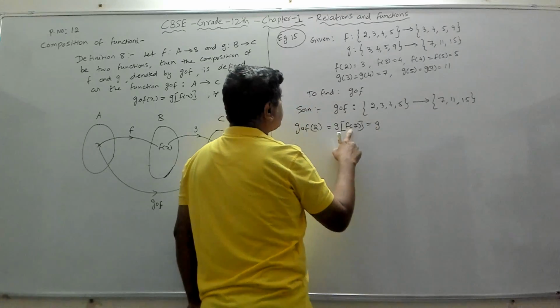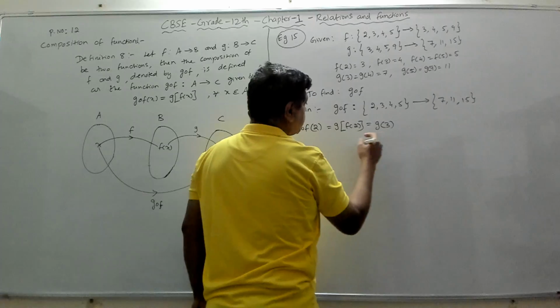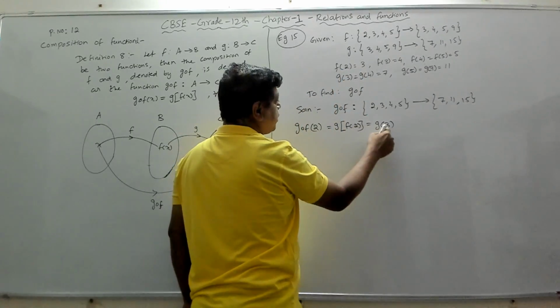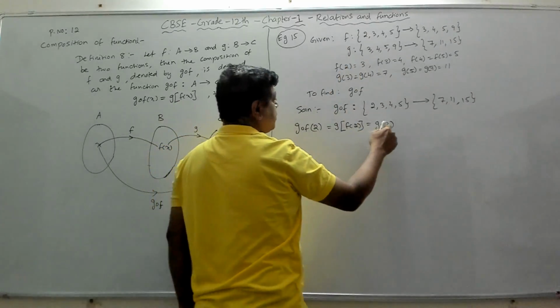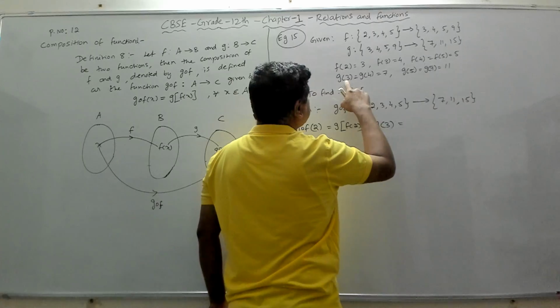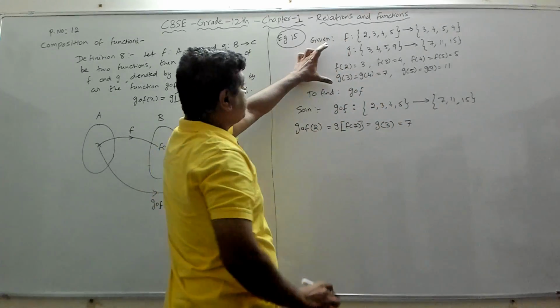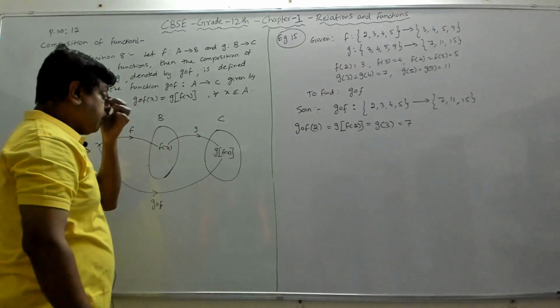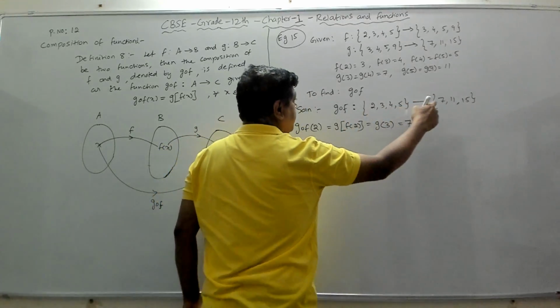That is equal to, what is f of 2? f of 2 is 3. So in the place of f of 2, I am going to put 3. So it becomes g of 3, because f of 2 is 3. Now what is g of 3? G of 3 is defined as 7. All these are given in the question itself, this information is given in your textbook. So we have found that 2 is getting mapped to 7.